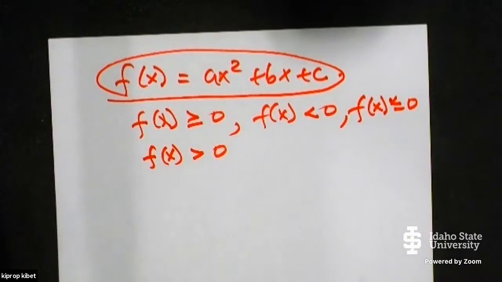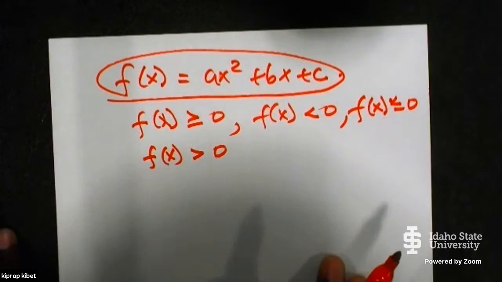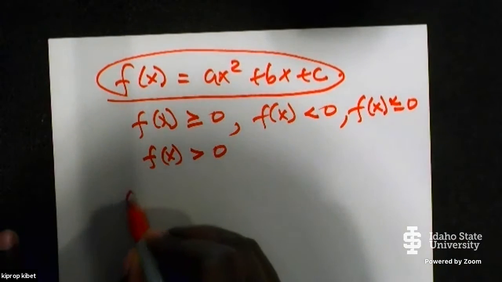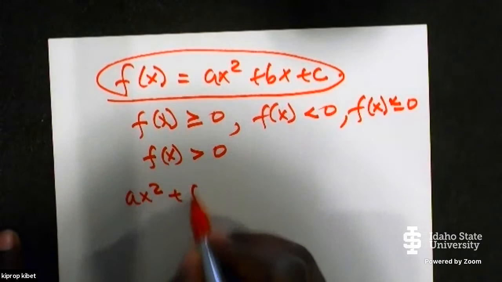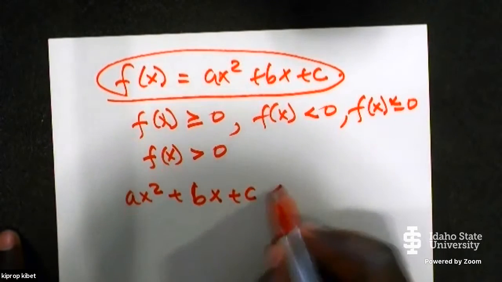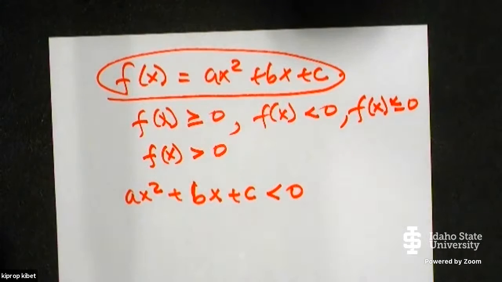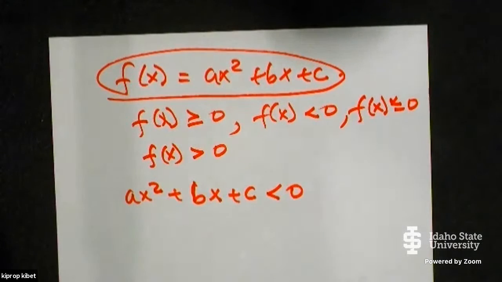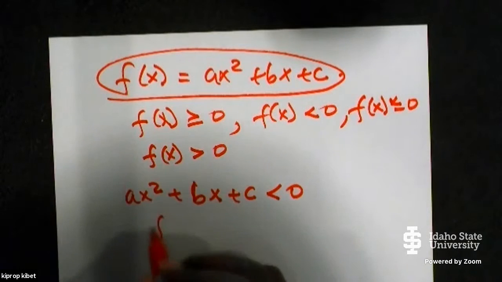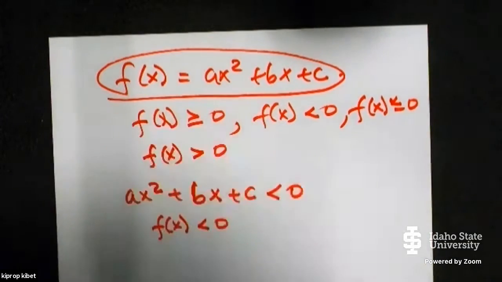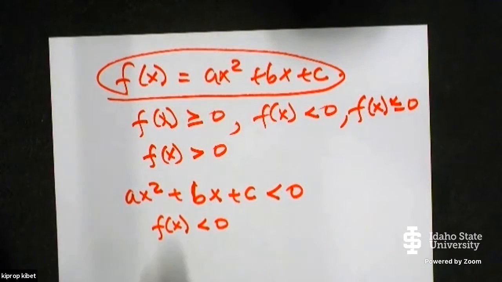So it will give you a parabola. Either it is facing up or it is facing down. Now, when ax squared plus bx plus c is less than 0, then this is similar to f of x is less than 0, because this is this function. So it is similar to this one.